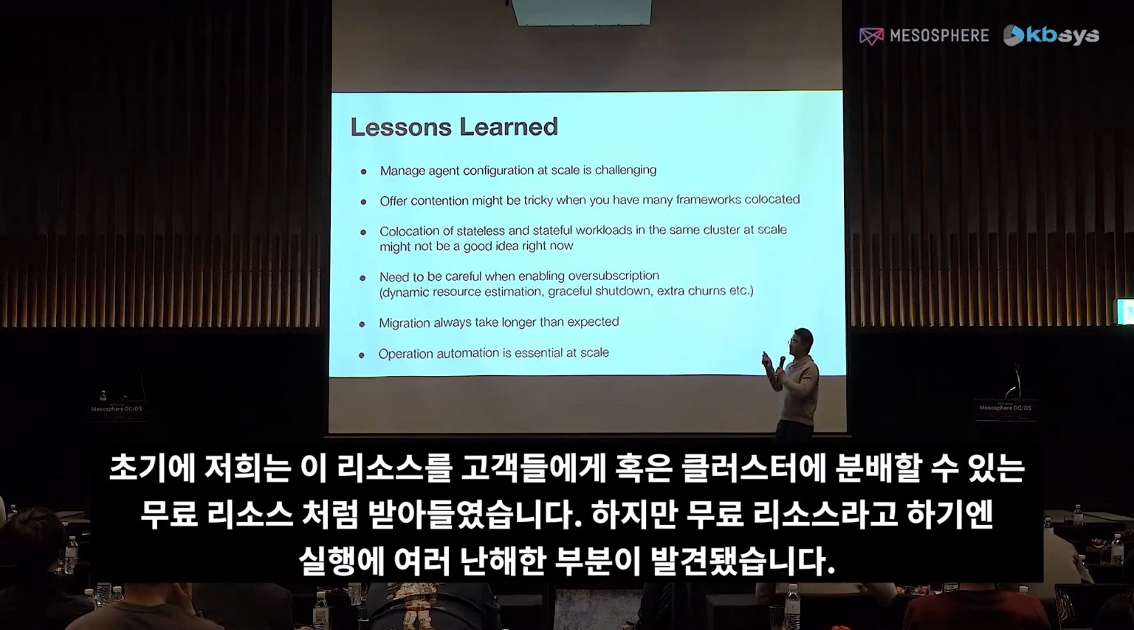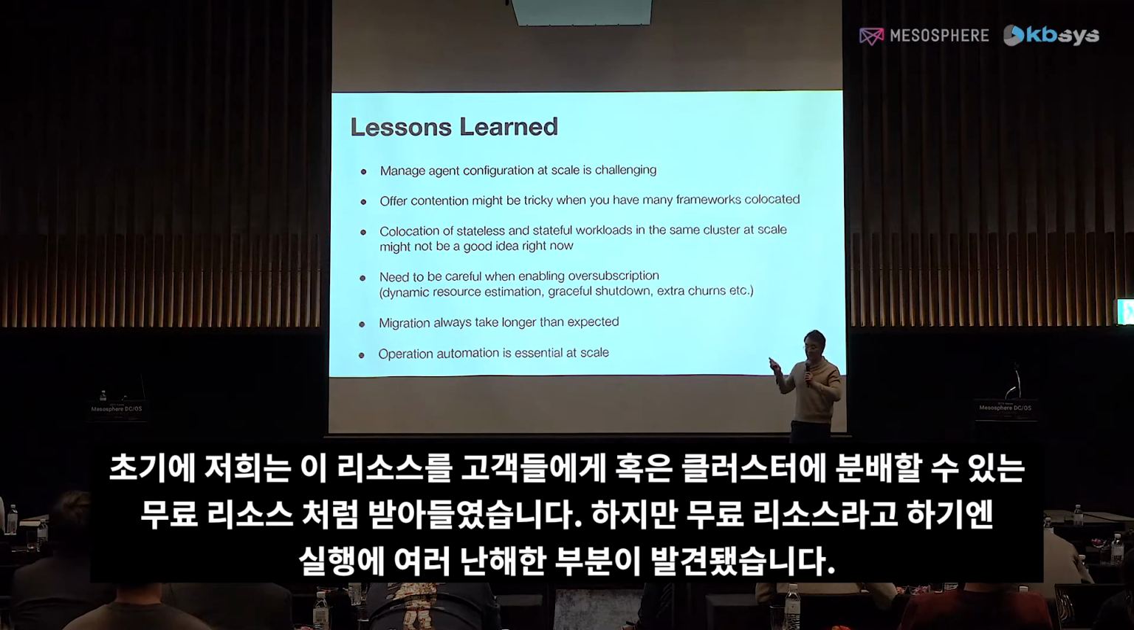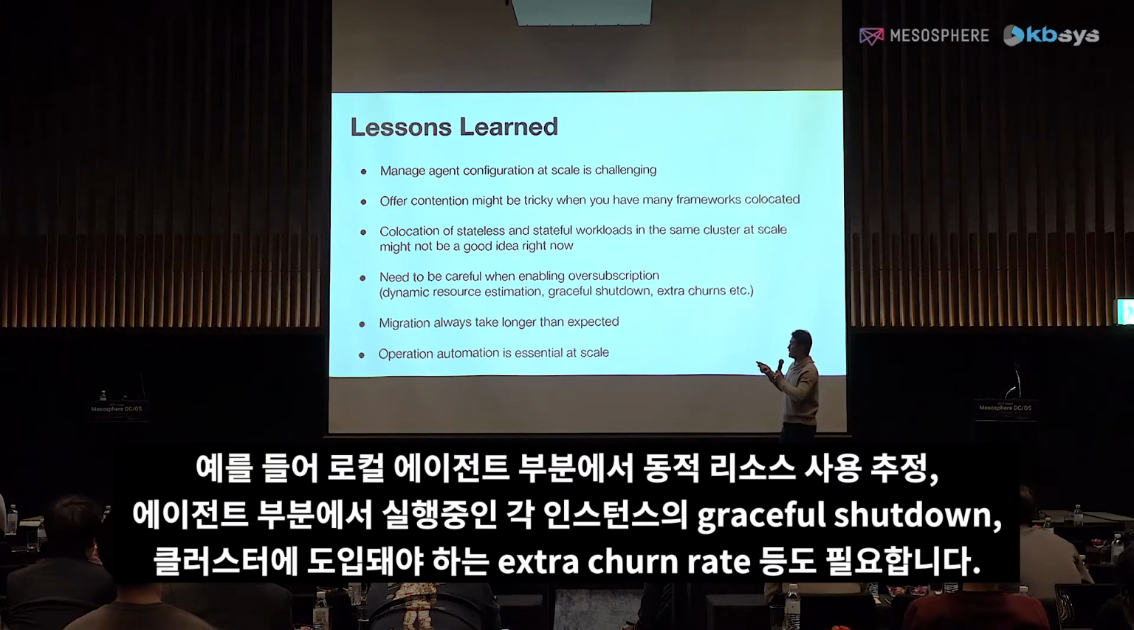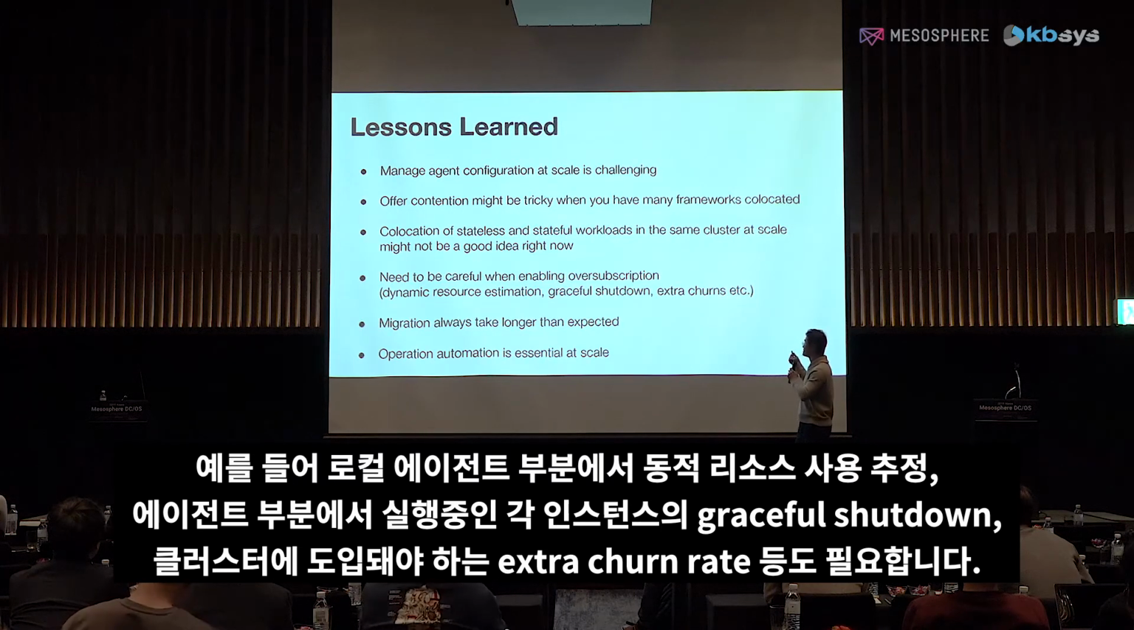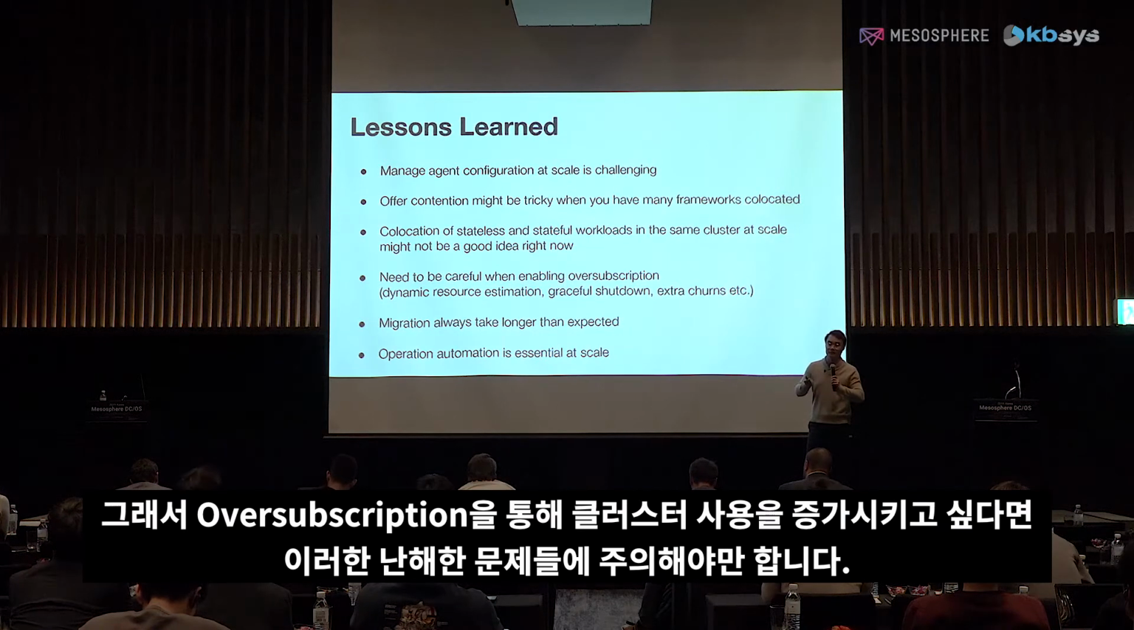But at the beginning, we thought these were free resources we could give to the customers, to the clusters. It turns out this free resource is not really free, because there are a lot of tricky things you need to deal with. For example, there is dynamic resource estimation you need to do locally on the agent side. There is graceful shutdown of each running instance you also need to deal with on the agent side. There's also extra churn rates you introduce in the cluster. Those are tricky problems. You need to be careful when you're thinking of leveraging this kind of feature to increase your cluster utilization.